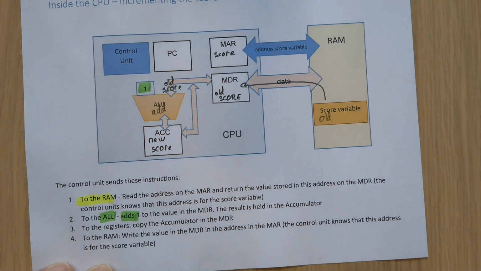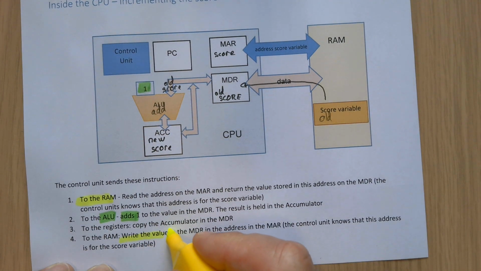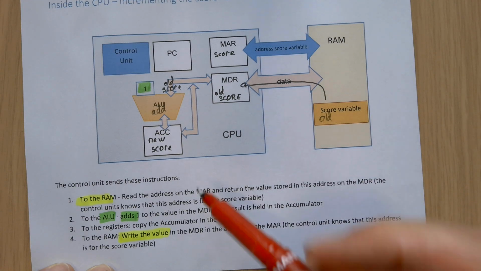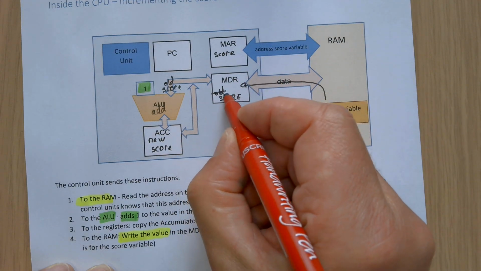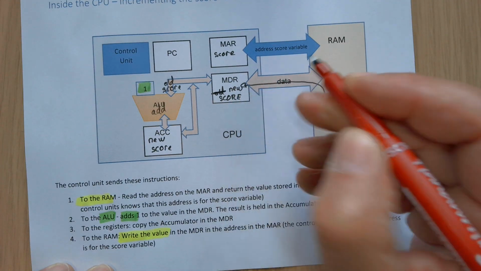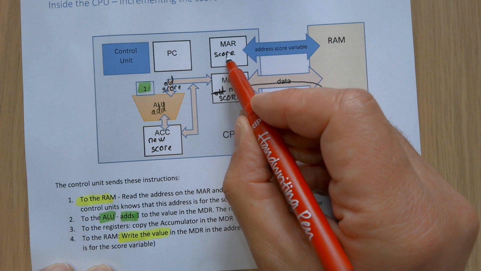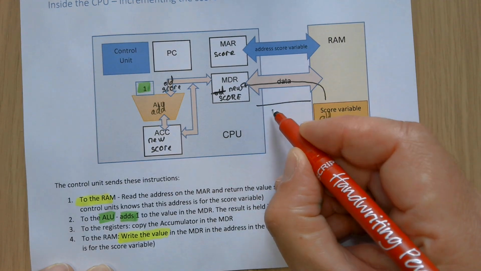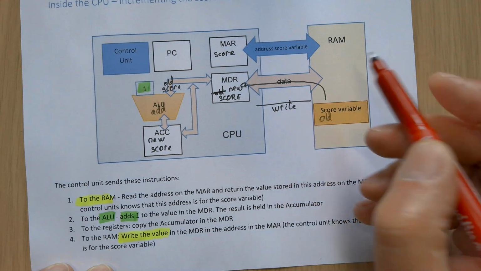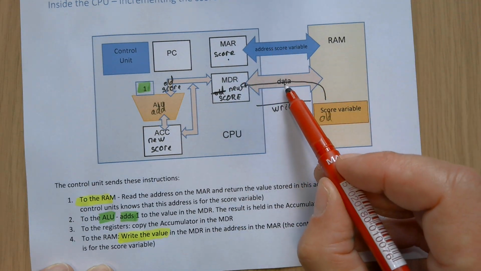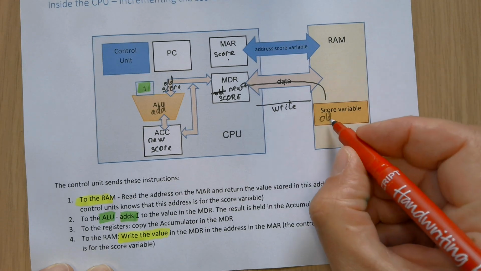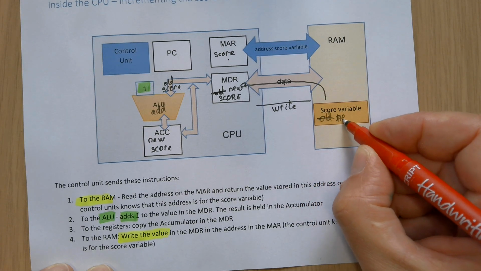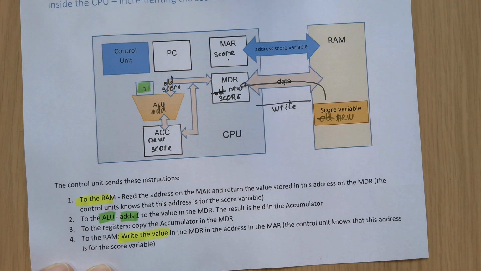We're left with writing the value of this new score back into our variable. This happens by placing the new score in the MDR and still the address of the score variable in the MAR. We're sending a write signal to the RAM. So the RAM is going to take the address, take the value, and write this in the score variable. So now it's our new score that is being stored inside the RAM.